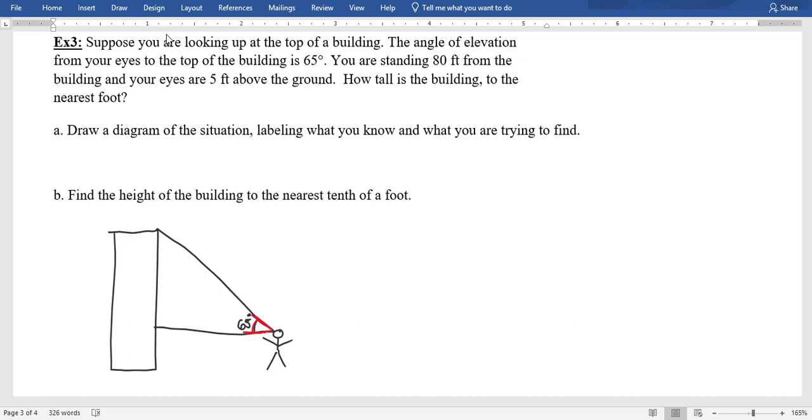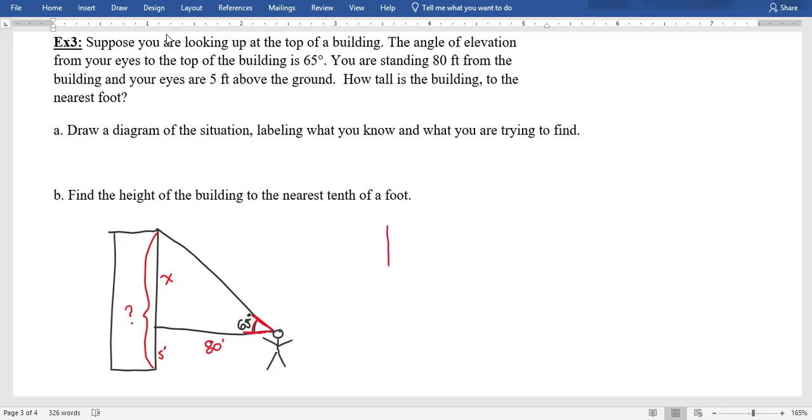I'm standing 80 feet from the building. That means this is 80 feet. I'm 80 feet away from it. And your eyes are 5 feet above the ground. Wait a second, why does it tell me that? Okay, this whole height of the building's not 5, but my eyes are 5 feet above the ground. How tall is the building? What we're going to have to do is find this part x of our triangle, and we're going to have to add 5 more, because that's where our eyes start, to get the entire length of the building. So what we're doing is actually finding this question mark. We have to find x, because it's part of the triangle first, and add 5 feet. Our eyes start 5 feet above the ground.